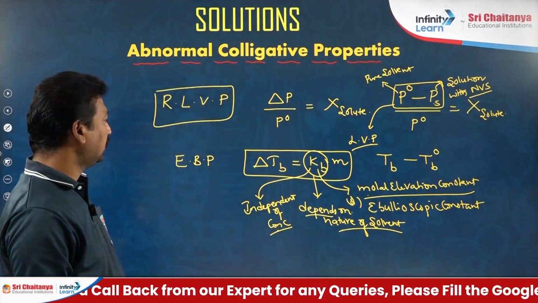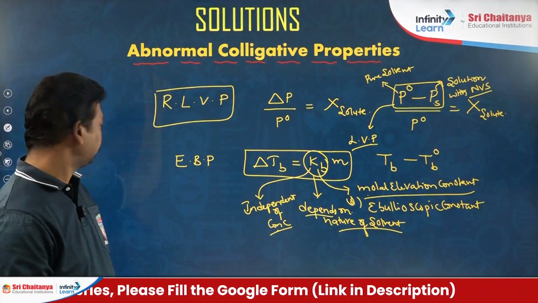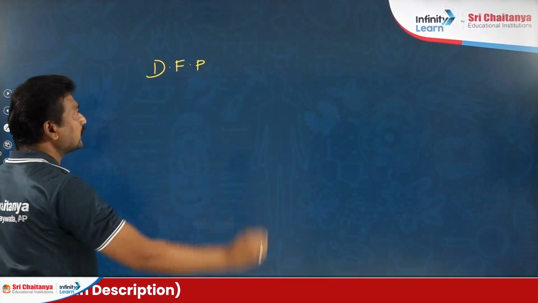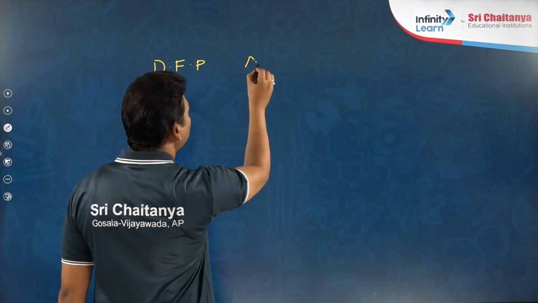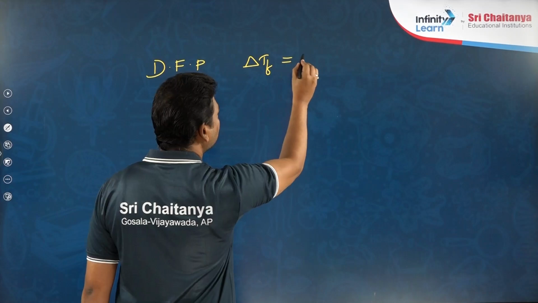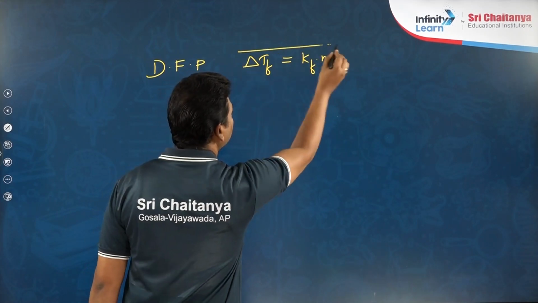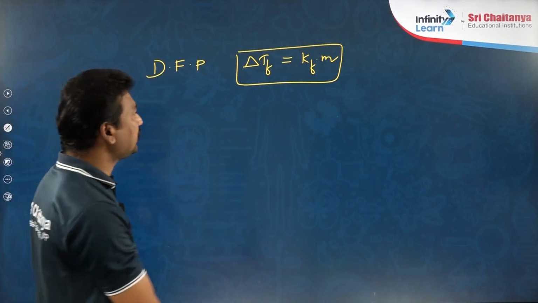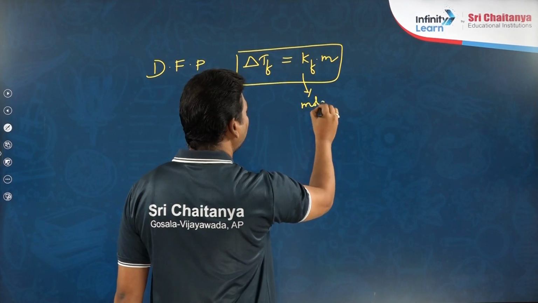So coming to another colligative property, depression in freezing point. Delta Tf is the symbol for the depression in freezing point, which is equal to Kf into molality, where Kf is the molar depression constant.